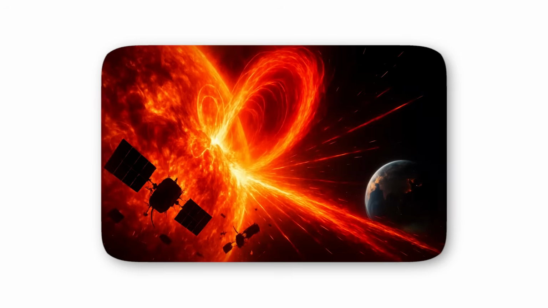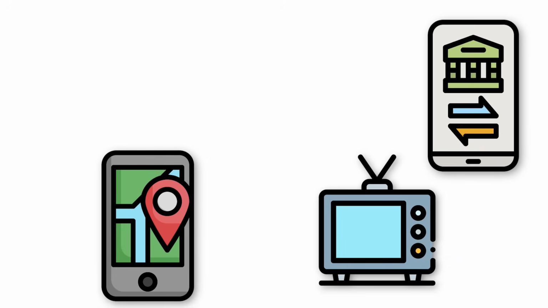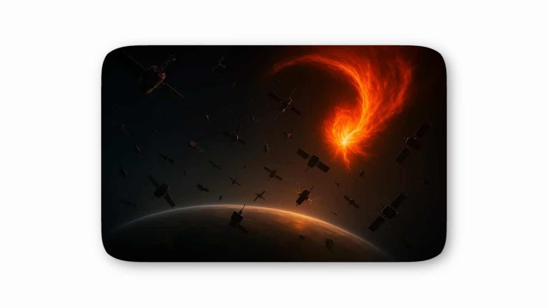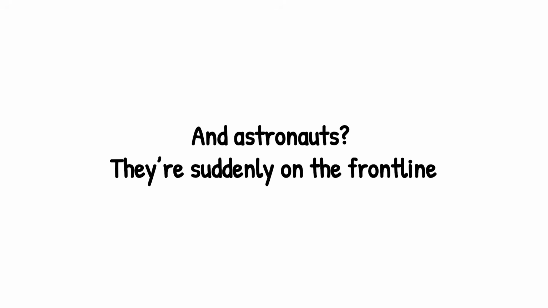The radiation floods into near-Earth space, overwhelming satellite circuits and scrambling systems we depend on every single day. GPS, television, banking transactions, even parts of the internet. Imagine entire constellations of satellites blinking out like candles in a storm. And astronauts? They're suddenly on the front line.